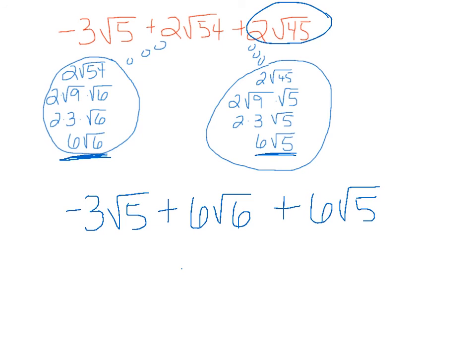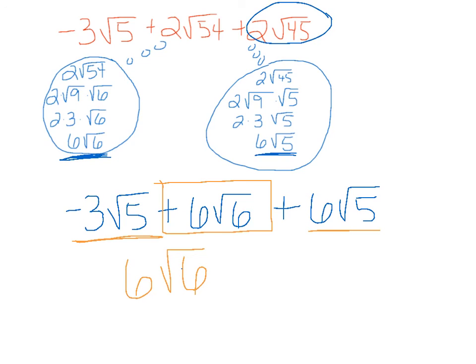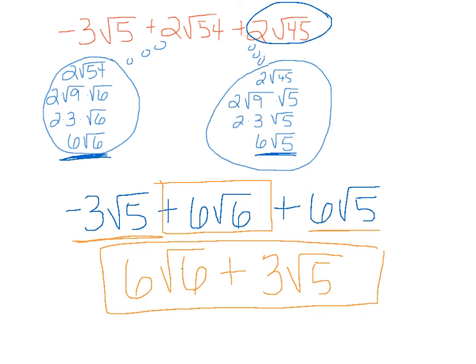Once I do that, I'm looking and I see that I have 2 terms that are alike, and I have 1 term that's different. The 1 term that's different cannot be combined with the other 2. It's going to stay as 6 times the square root of 6. And if I combine these other two, negative 3 times the square root of 5 plus 6 times the square root of 5 is going to give me 3 times the square root of 5. And that is as simple as that one gets.